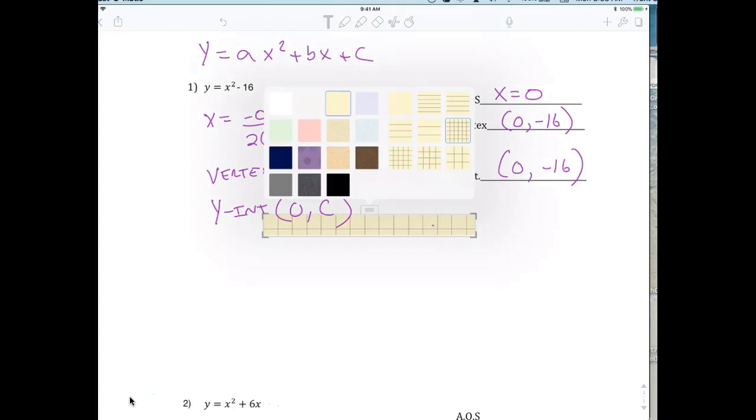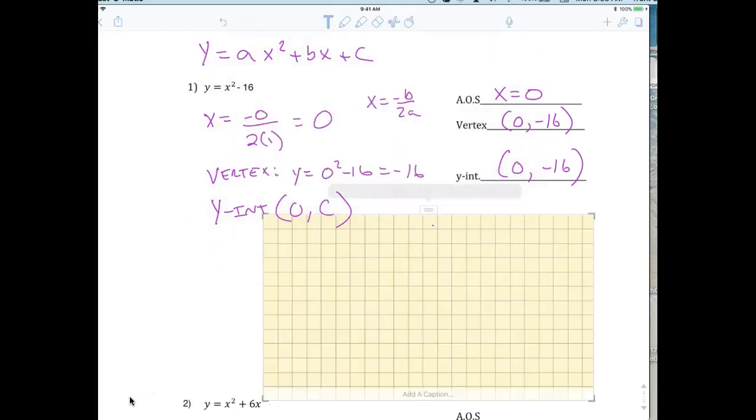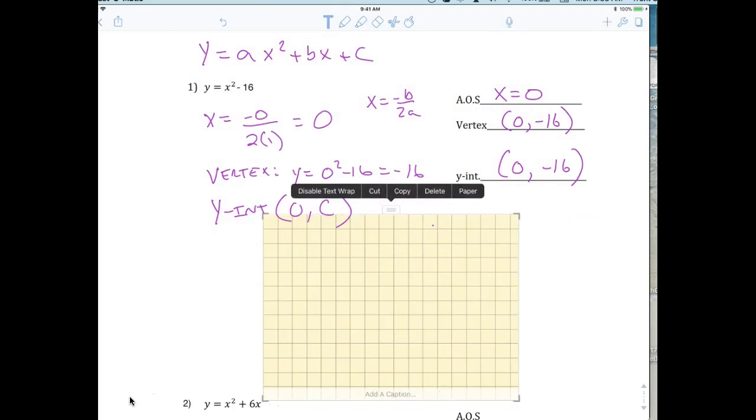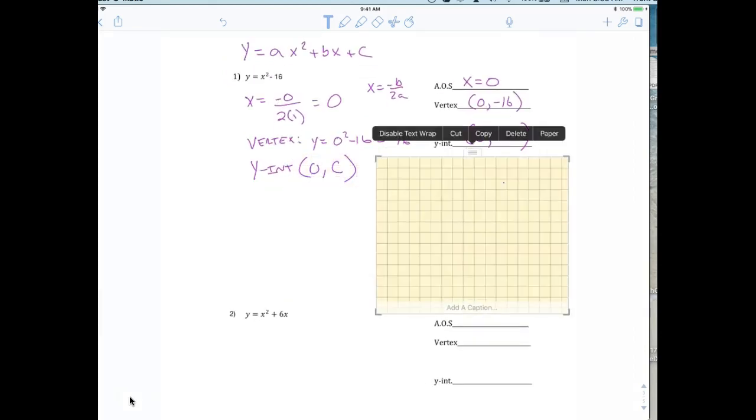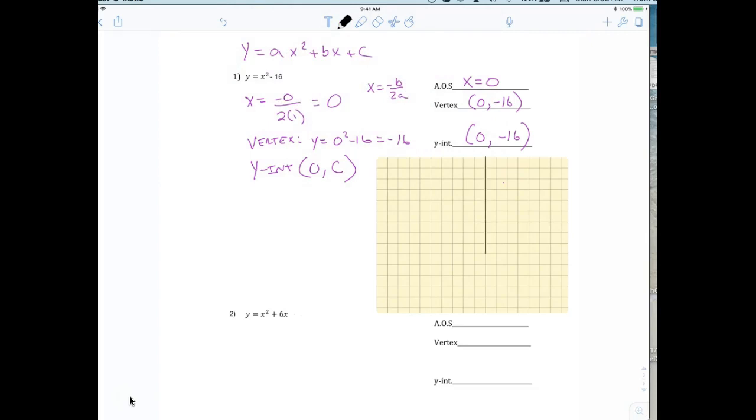All right, you can see it's very simple. Now let's make our x and y axis. Keep in mind that I have to go down 16, so I'm going to make the graph look like that. Everybody okay with this? Now, am I really going to make you count down 16? No, we're not.